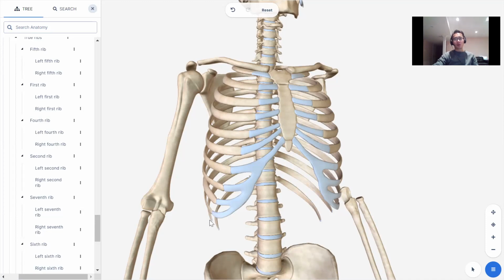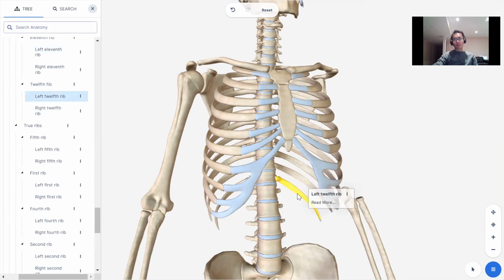They are false ribs because they either don't have any cartilage, or their cartilage fused with the 7th cartilage before going to the sternum. These last 2 pairs are part of the false ribs, but because they don't have cartilage, they are also called the floating ribs.